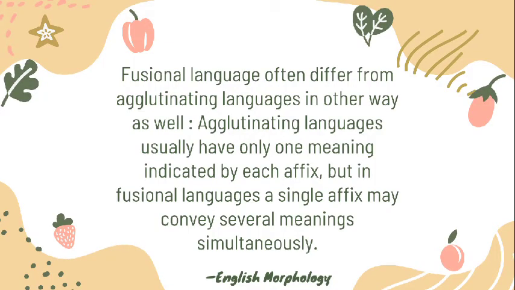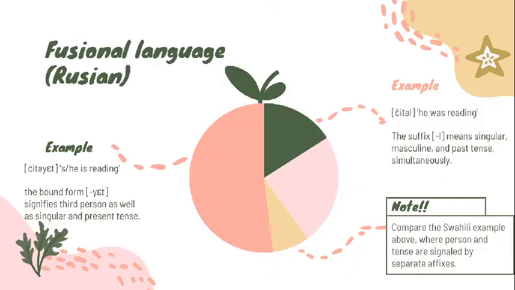Fusional languages often differ from agglutinating languages in another way as well. Agglutinating languages usually have only one meaning indicated by each affix, but in fusional languages, a single affix may convey several meanings simultaneously. Russian is a fusional language.